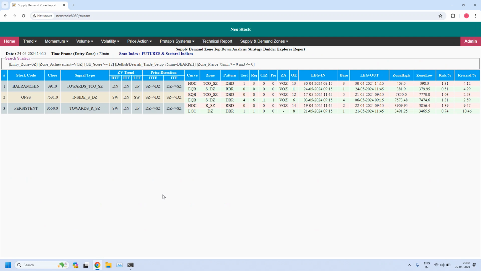Three stocks are filtered. And currently these three stocks are supporting the bearish trade setup for weekly income trade.